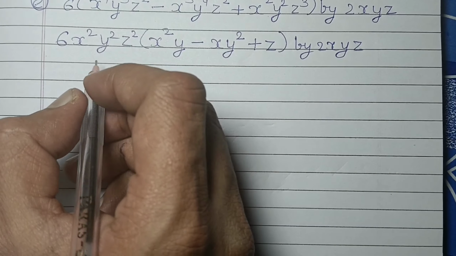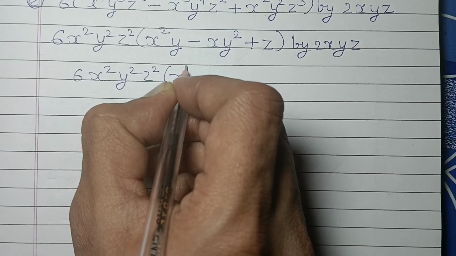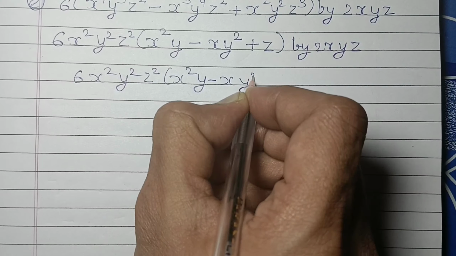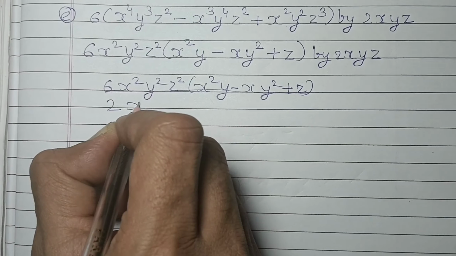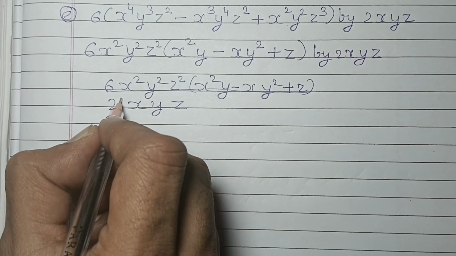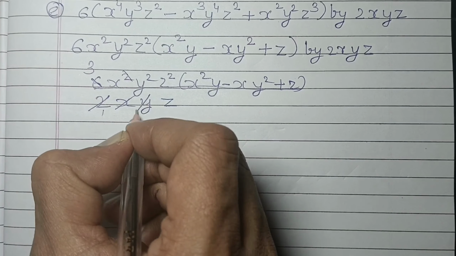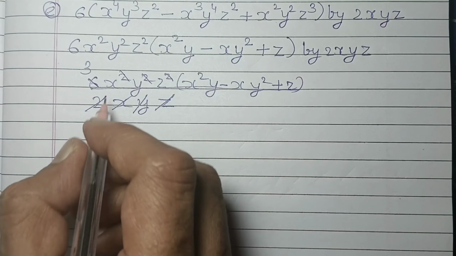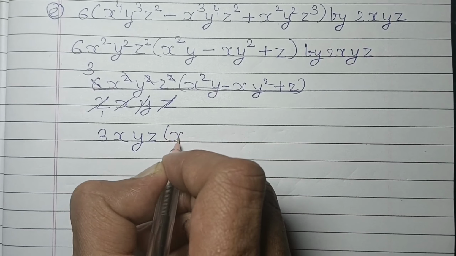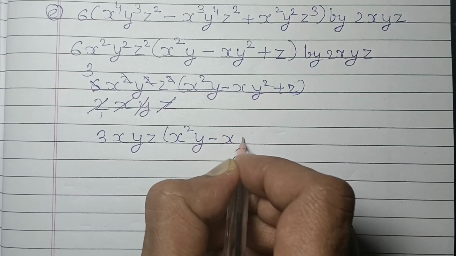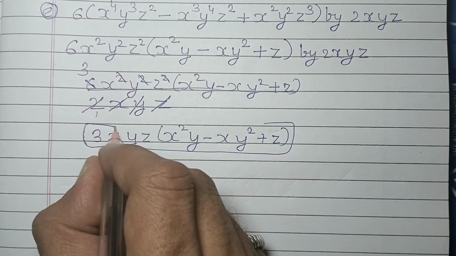So 6x square y square z square into x square y minus xy square plus z, divide by 2xyz. 2 1s are 2, 3s are 3, xyz. So here the remaining term will be 3xyz into x square y minus xy square plus z. And this is your answer.